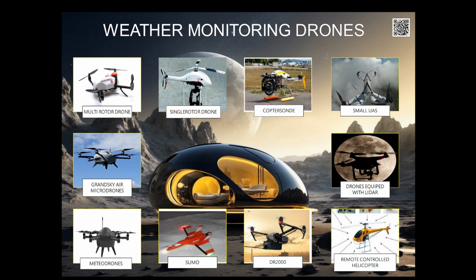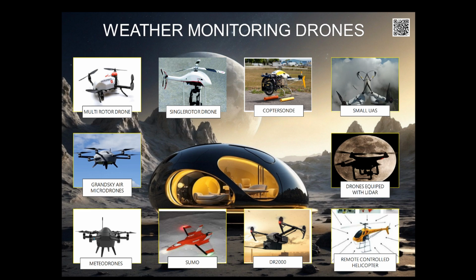Okay. Now, currently, there are many different types of drones or unmanned aerial vehicles which are used for monitoring weather. So today I will just discuss those weather monitoring drones. The same drones can be used for monitoring weather in arid regions. If you take these unmanned aerial vehicles, I will discuss 10 examples.